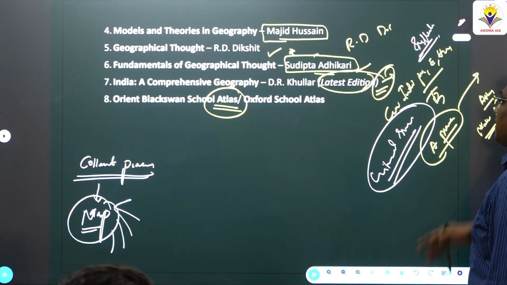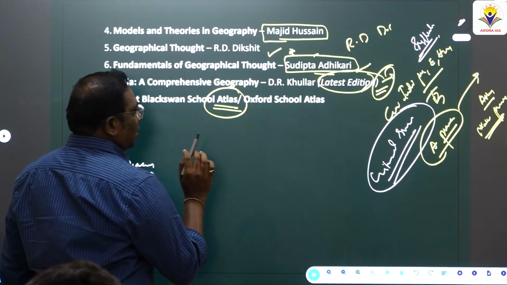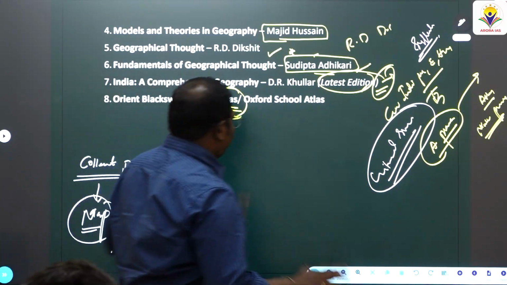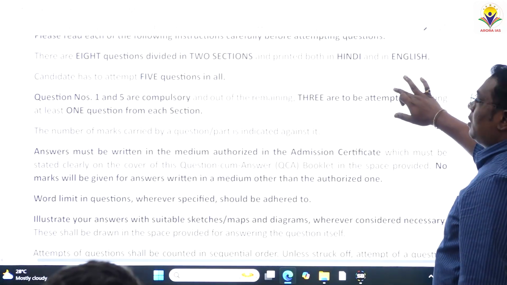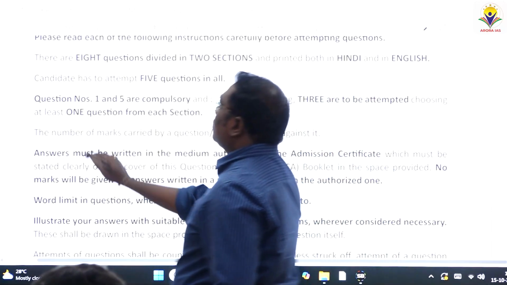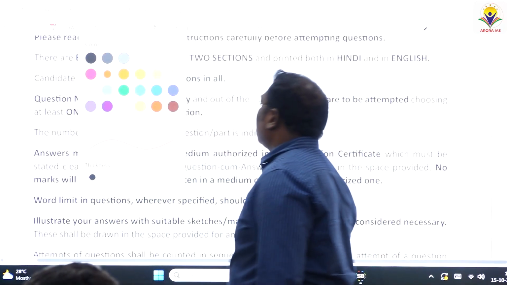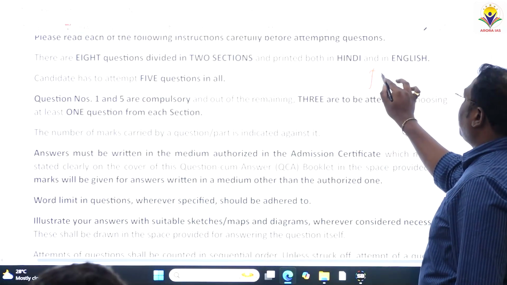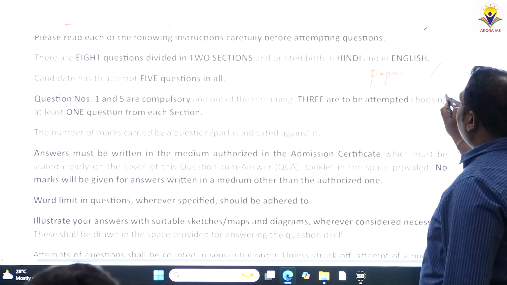Coming to the question paper pattern, every paper has, and I will show that, these instructions are very important. Every paper will be divided into 2 components. Each paper has been divided into 2 components. For example, paper 1 was divided into 2 components.